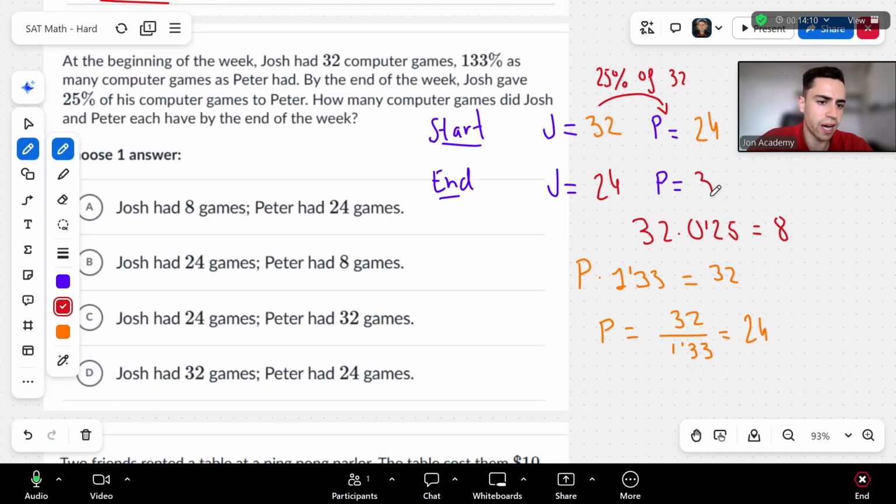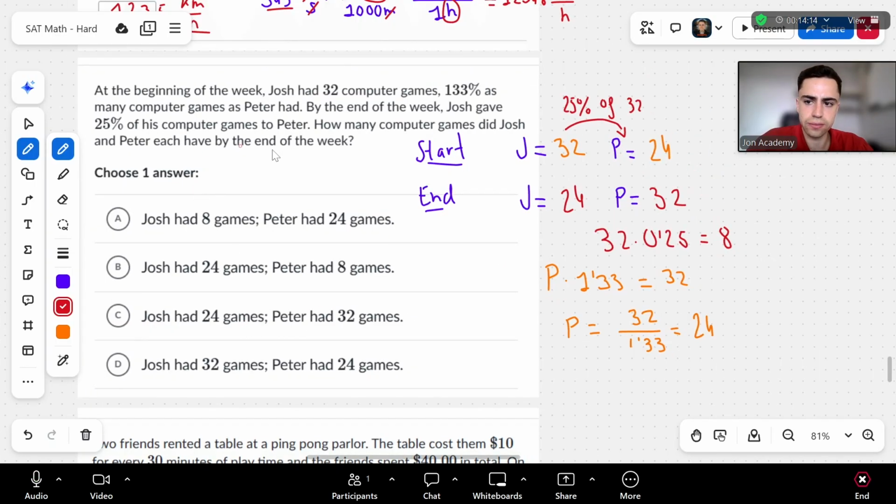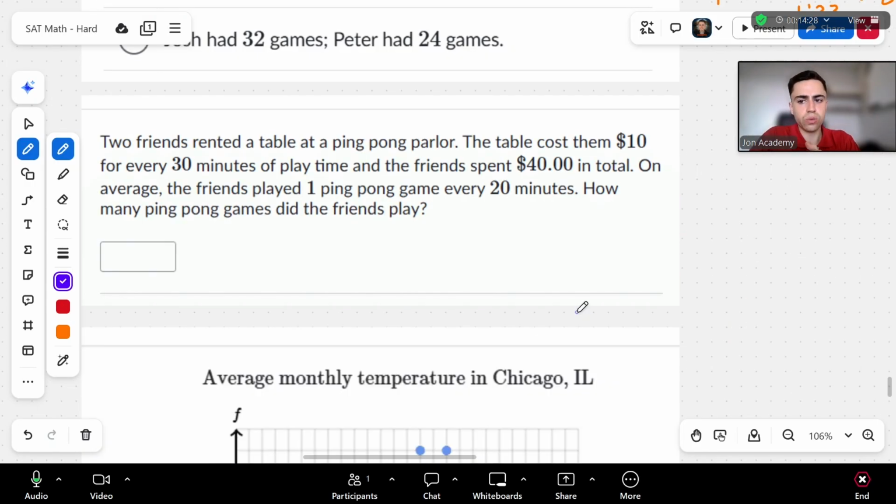And here we are adding those 8, no? So 32. And then at the end of the week, what's gonna happen? Josh had 24 and Peter had 32. That's the correct answer, C. Very good, we got it there. This one is fairly easy.